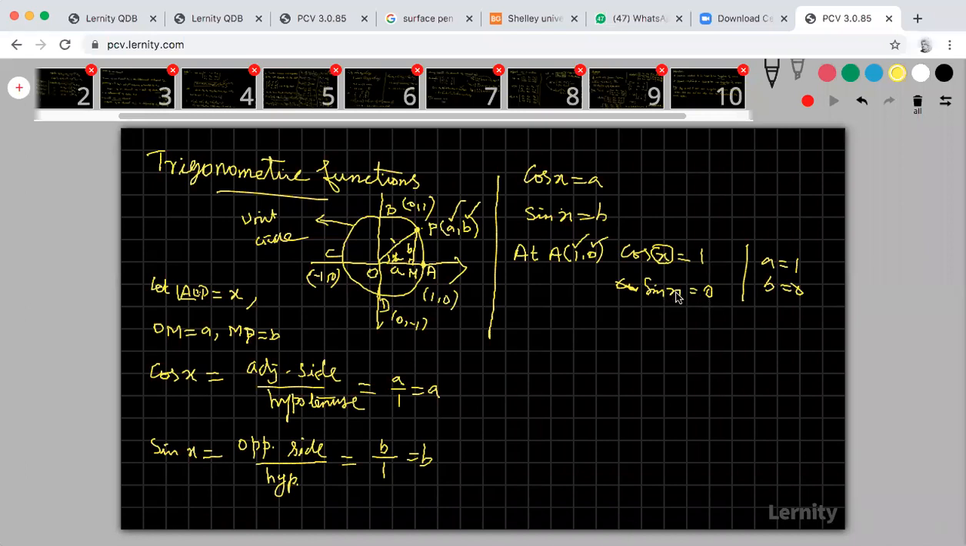But what is your x? The angle is 0 degree. If your point is coming to this point A, then your angle is 0 degree. So therefore, this is 0. Your cos 0 degree is 1 and sin 0 is 0. So that is the answer, which implies your cos 0 degree is 1, sin 0 degree is 0.